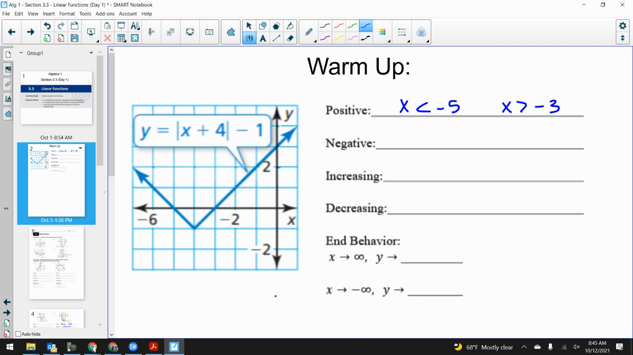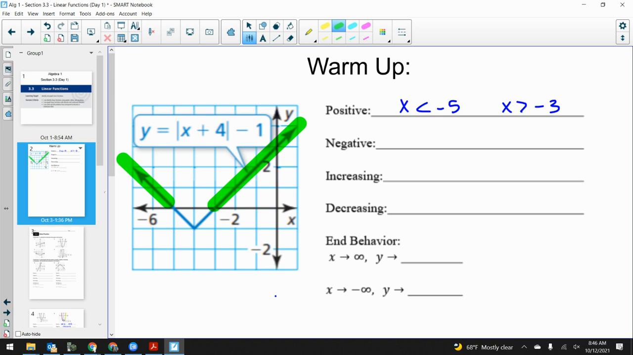Okay. Now, how did he find that? Well, think about it this way. If I've got my highlighter here and I highlight all of the positive pieces, I'm highlighting everything above the x-axis. So it's everything below -5 and everything above -3. That's where it's crossing the x-axis, at -5 and -3.